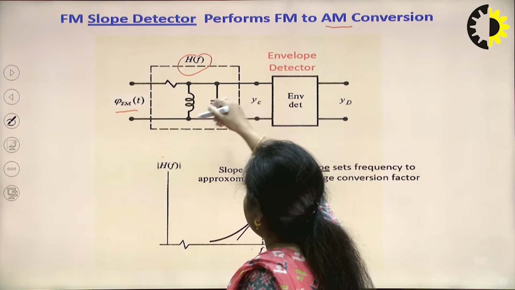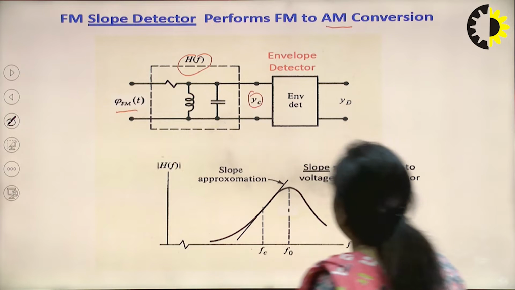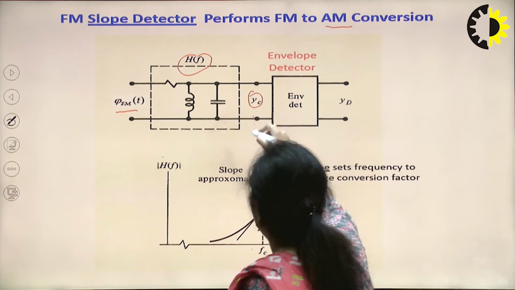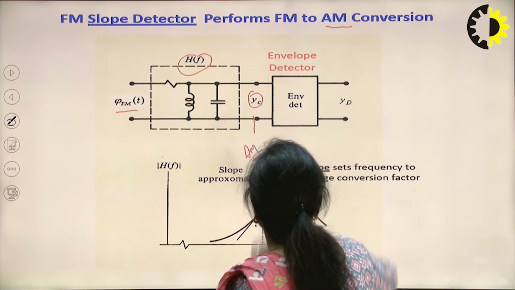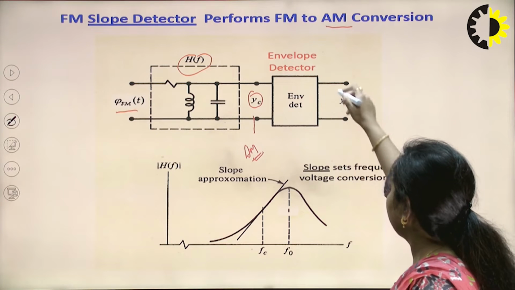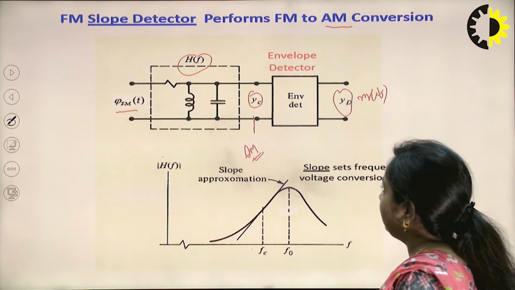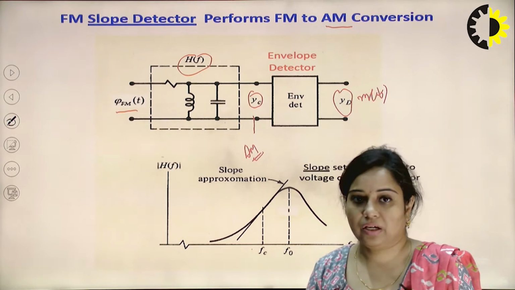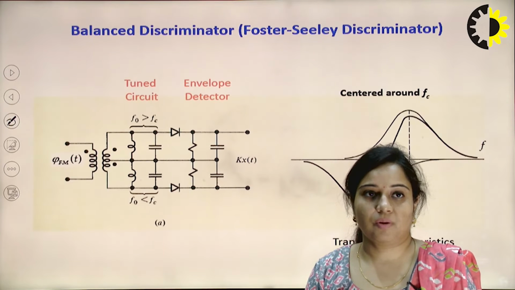Inductance and capacitance are connected in parallel. The output will be an AM signal. Then it is passed through an envelope detector, which is a kind of AM demodulator, and here we have a message signal denoted by m(t). So, this is one way of reconstructing the input signal, that is the message signal, from FM.